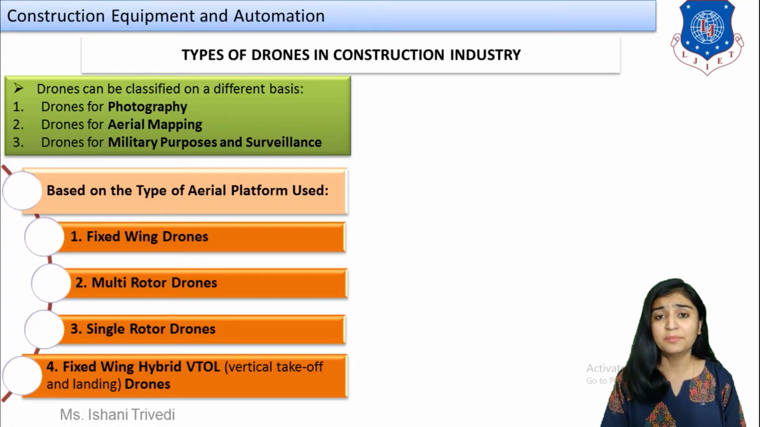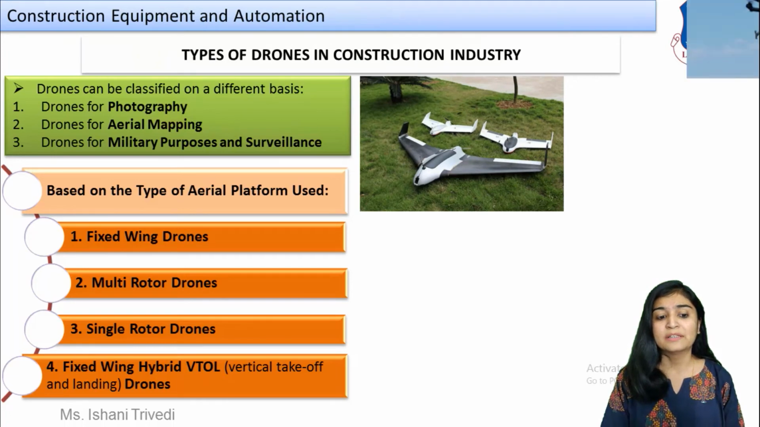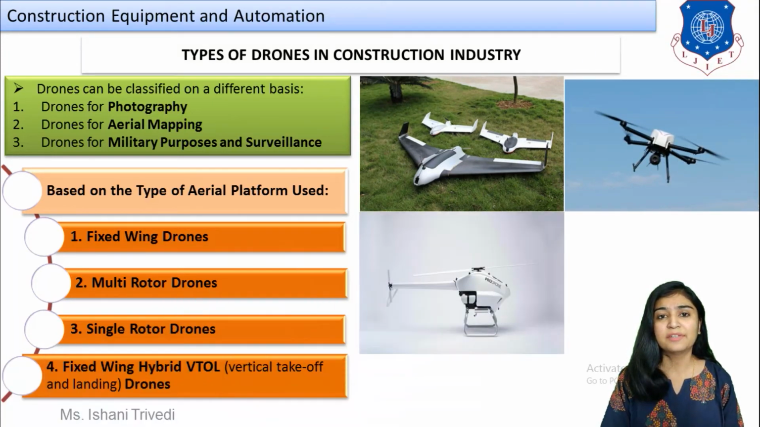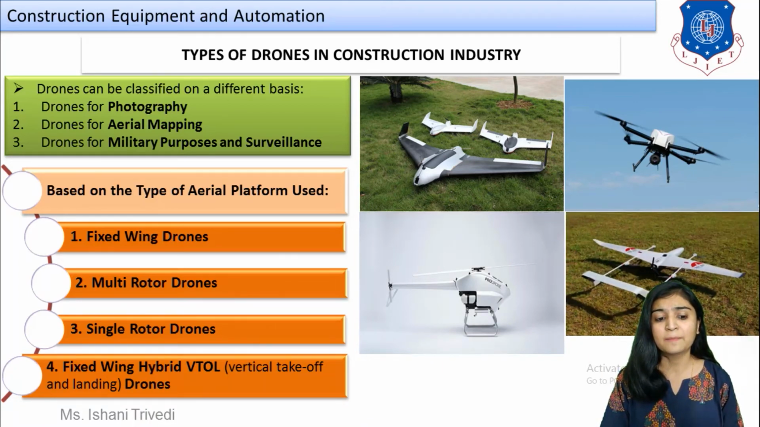Now for us, the important one is the classification of drones based on the aerial platform. The first which we have is fixed wing drones. The second we have is multi-rotor drones. The third which we have is single rotor drones. And the fourth is fixed wing hybrid type of drones, right? The hybrid type of drones has VTOL, meaning vertical takeoff and landing. Now let us try to understand all of these.